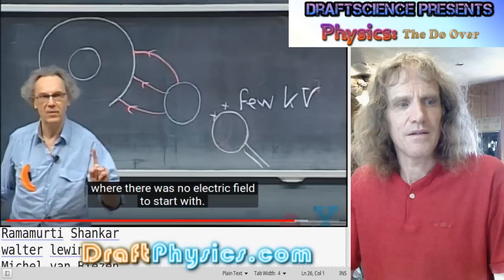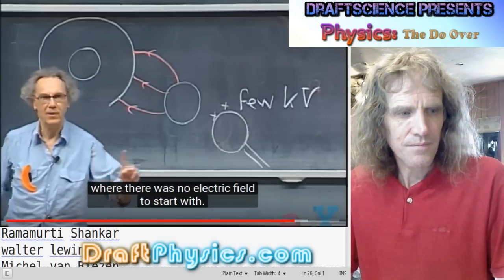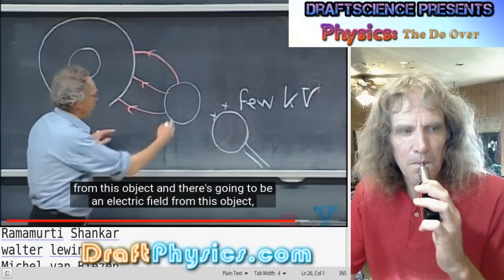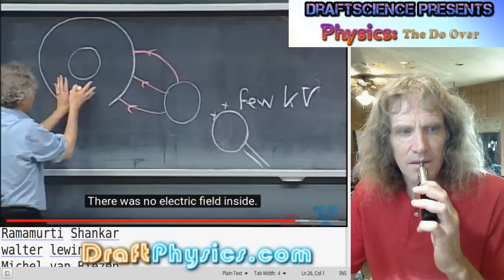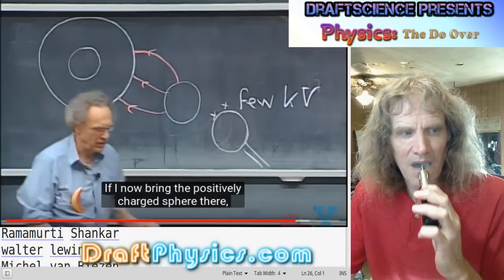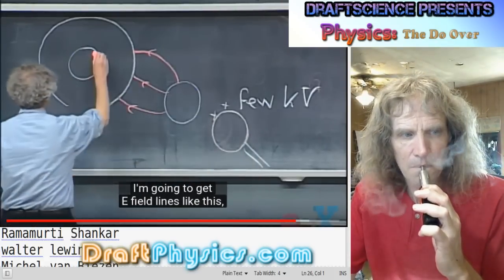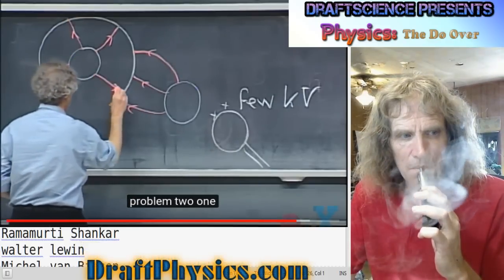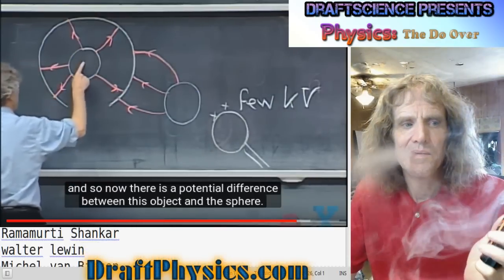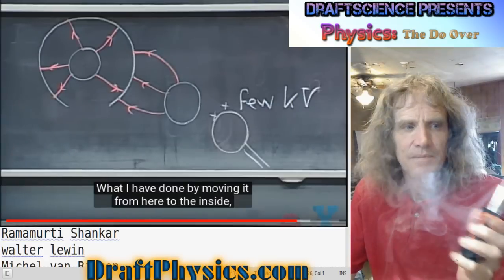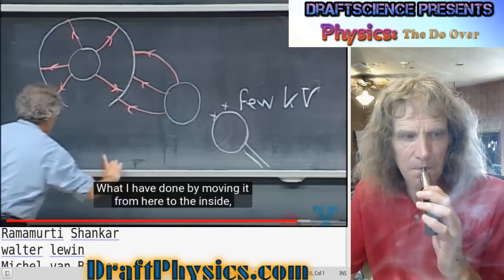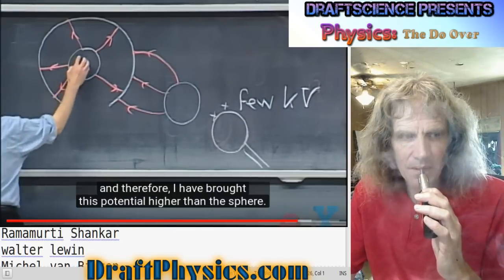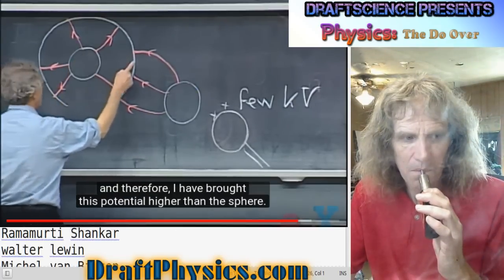So it is an interesting thought experiment. When you charge the outside, there's going to be an electric field from this object, and there's going to be an electric field from this object. There was no electric field inside. If I now bring the charged sphere there, I'm going to get E field lines like this, problem 2-1. And so now there is a potential difference between this object and the sphere. What I have done, by moving it from here to the inside, I have done positive work without having realized it, and therefore I have brought this potential higher than the sphere.